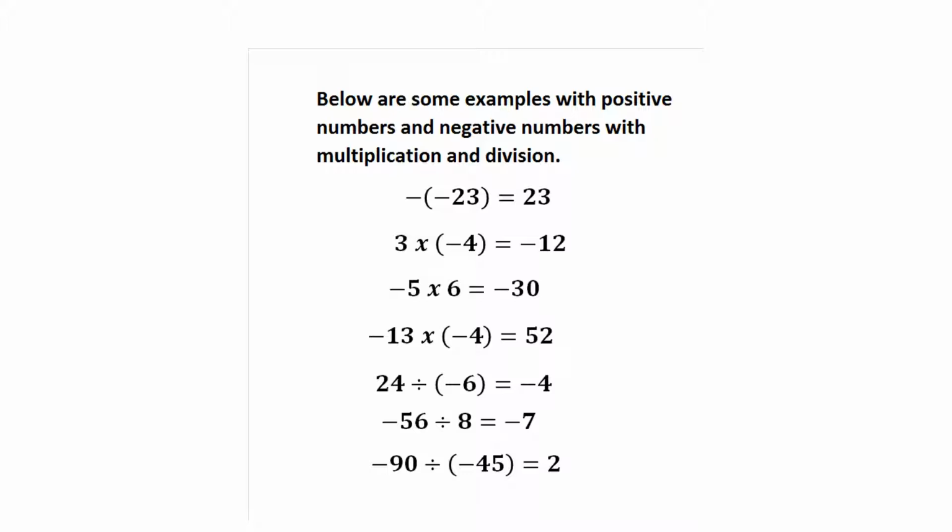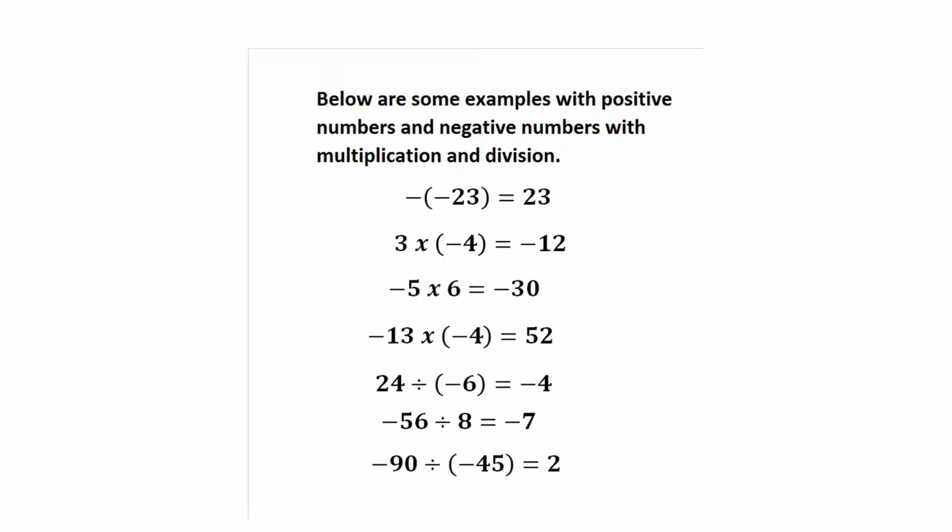And negative 5 times 6 is equal to negative 30. So if you have one negative, multiplication doesn't matter whether it's with the first number or the second number, you get a negative result. A negative times a negative is a positive, and we see below, negative 13 times a negative 4 is 52.